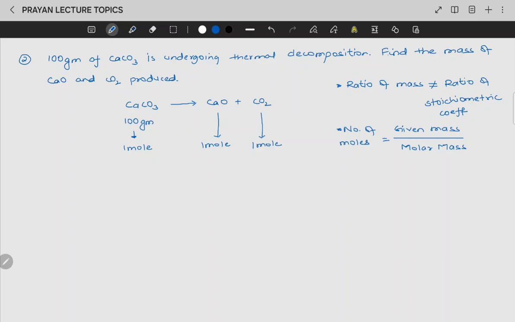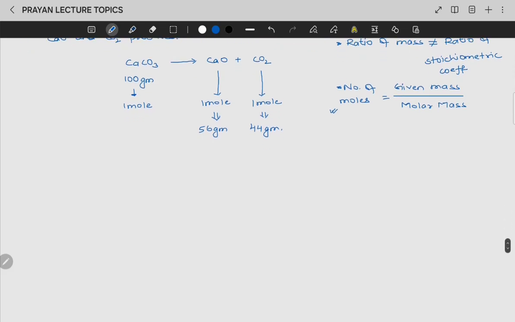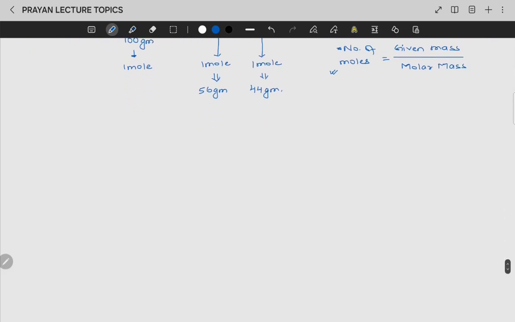Now if we know the moles of calcium oxide, we can find the weight of calcium oxide and the weight of carbon dioxide. Using the same relation, mass is equal to number of moles times the molar mass. Molar mass of calcium oxide is 56, so 56 into 1 will be 56 gram, and molar mass of carbon dioxide is 44, so 44 into 1 will be 44 gram. Clear? So 56 gram of calcium oxide and 44 gram of carbon dioxide will be produced. I hope this example is also clear.